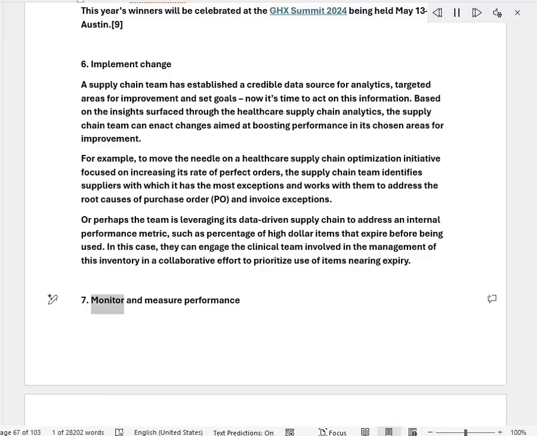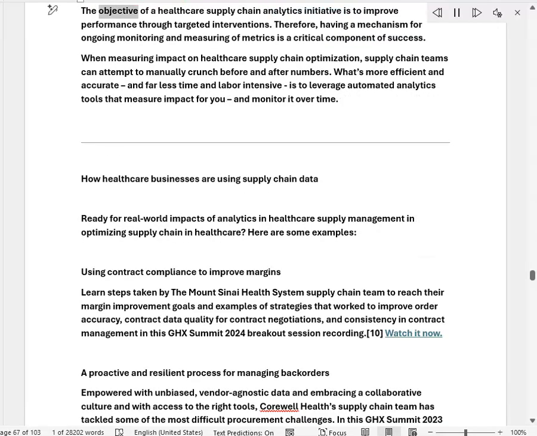7. Monitor and measure performance. The objective of a healthcare supply chain analytics initiative is to improve performance through targeted interventions. Therefore, having a mechanism for ongoing monitoring and measuring of metrics is a critical component of success. When measuring impact on healthcare supply chain optimization, supply chain teams can attempt to manually crunch before and after numbers. What's more efficient and accurate, and far less time and labor intensive, is to leverage automated analytics tools that measure impact for you, and monitor it over time.